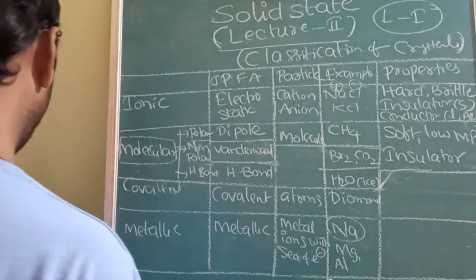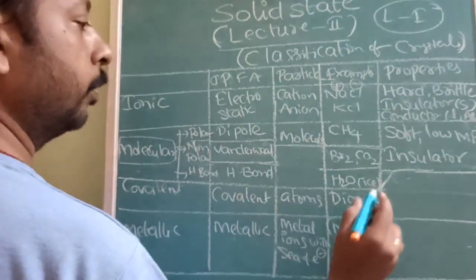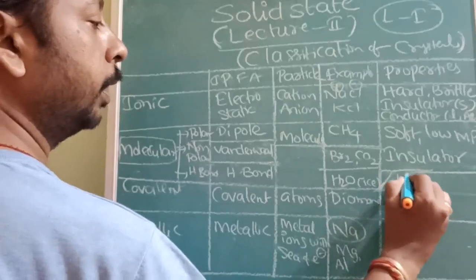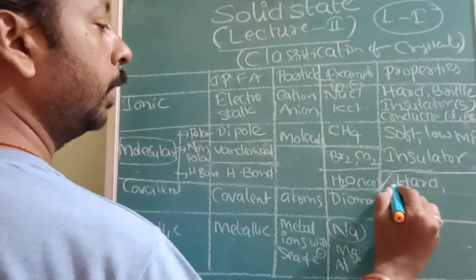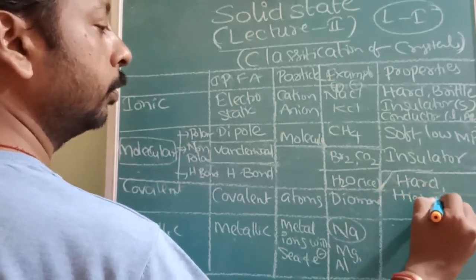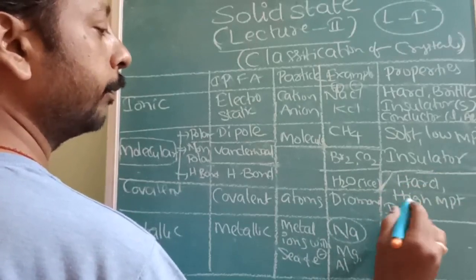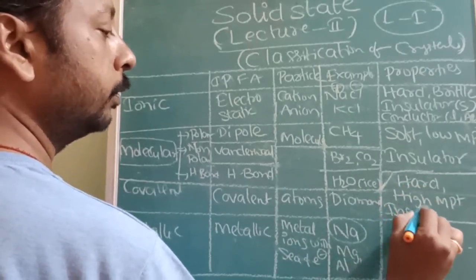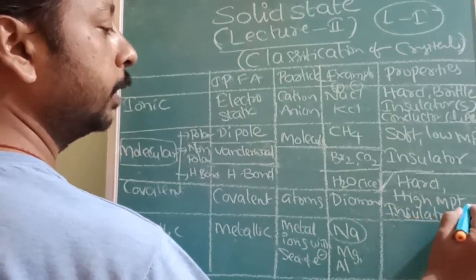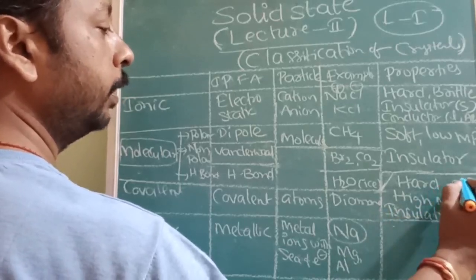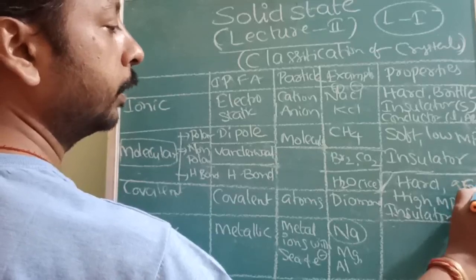Okay, now next, covalent. Except diamond, they have very high melting point. Covalent bond is a strong bond. They are hard also and have high melting point also, and they are insulators, except graphite. Graphite is the exception here.